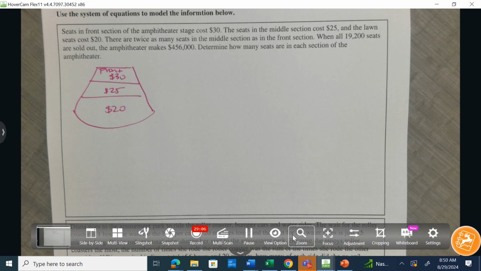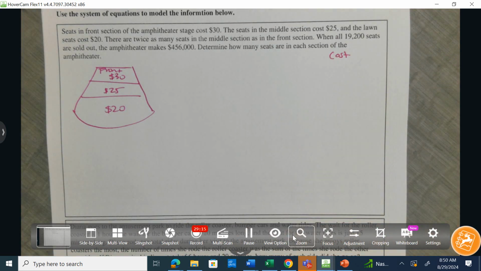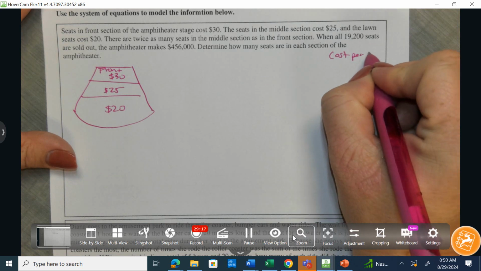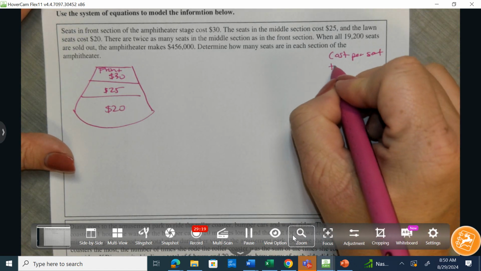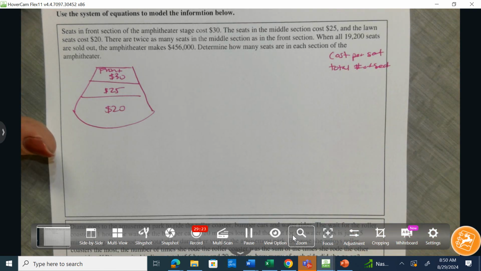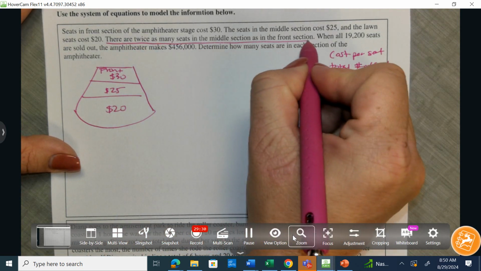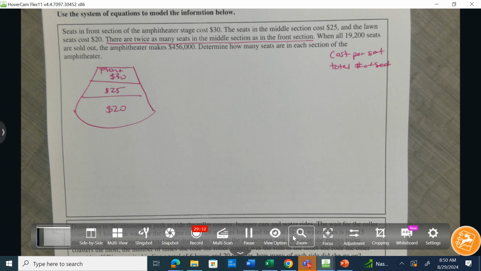Well, just like yesterday, we had to come up with what are the different concepts here. So one is cost per seat. One is total number of seats. And then I'm going to underline, there's one statement that's comparing the two. I'd like you to also underline this. The order in which we do these does not matter. I'm going to start with the cost.